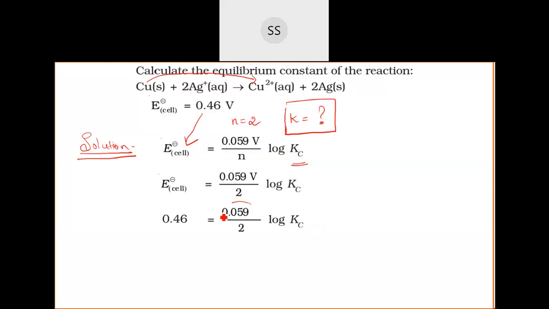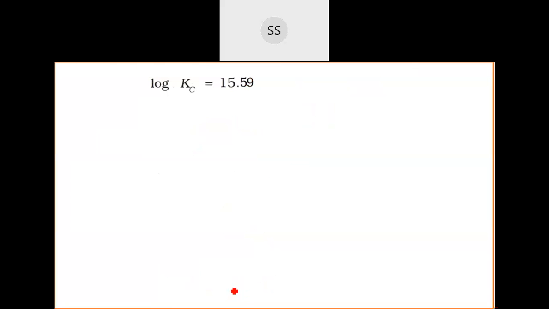Now take all these numbers to that side and keep log Kc on the other side. So log Kc we have kept here. So 0.46 into 2 divided by 0.059. When you divide, you will get this as the answer. So log Kc is equal to 15.59. And when you take log to the other side, it converts into anti-log. So they become anti-log on the other side. So anti-log of this answer, that is 15.59.